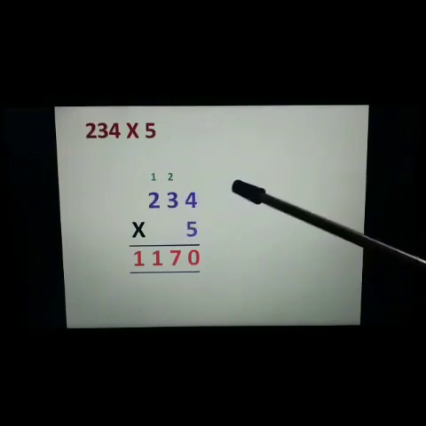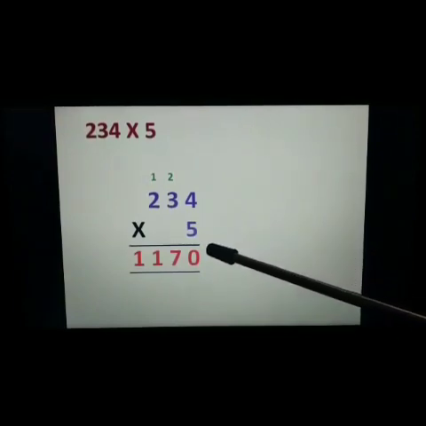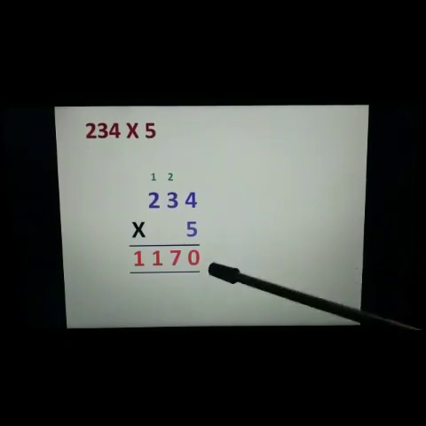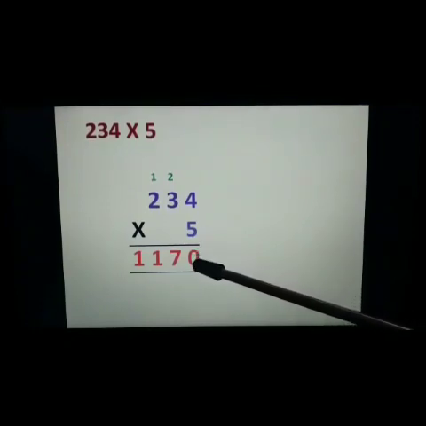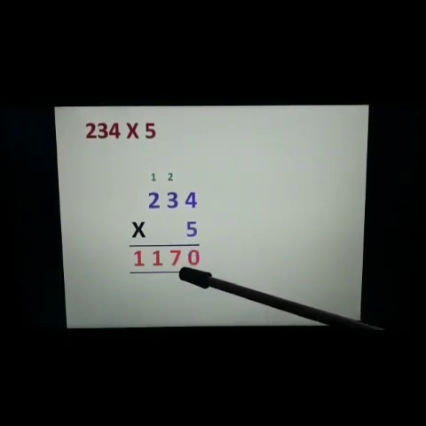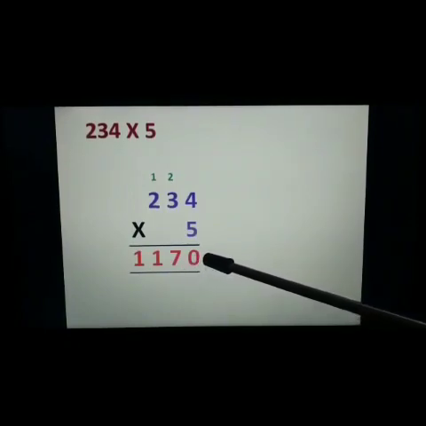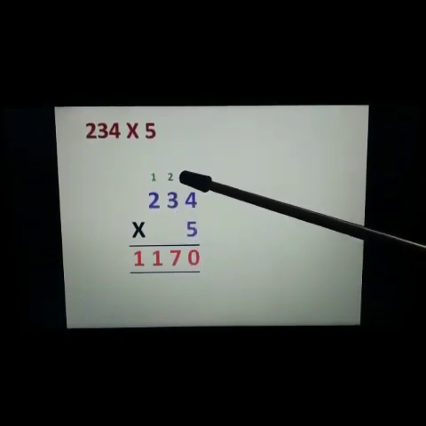First I multiply the digit at the ones place, that is 4. Now 5 fours are 20. So I need to write the answer of 5 fours in the ones place. But I know that the ones place can have only one digit. Now 20 means 0 at the ones place and 2 at the tens place. So 0 ones will be written in the ones place, because I have 0 ones. And I have 2 tens, so 2 tens will be carried over to the tens place.